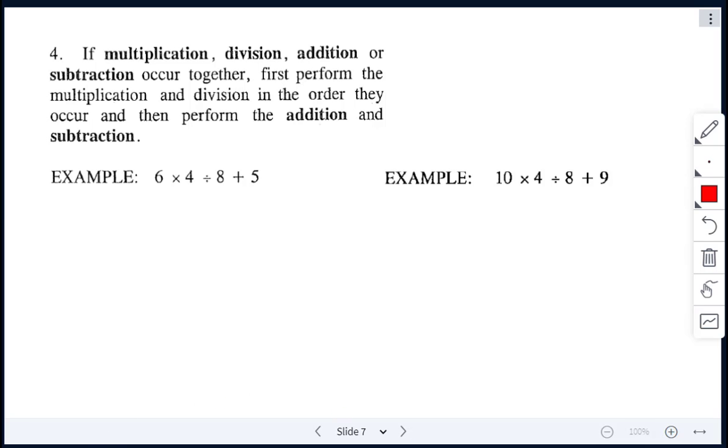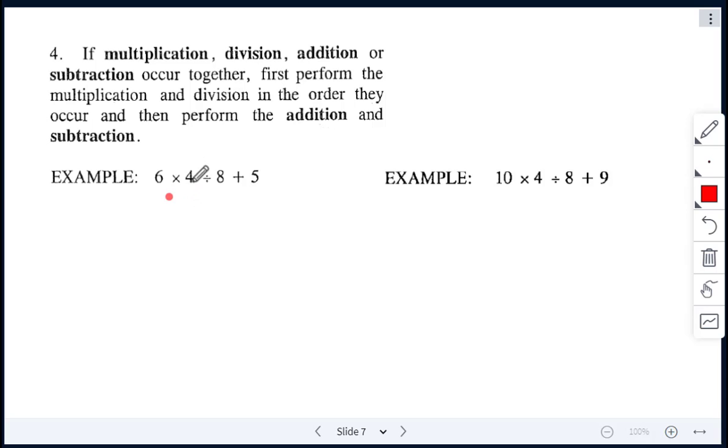All right, so next example, we have multiplication, division, addition, or subtraction occurring together. Make sure you're doing the multiplication or division first in the order they occur, so from left to right, and then the addition and subtraction in the order they occur from left to right.